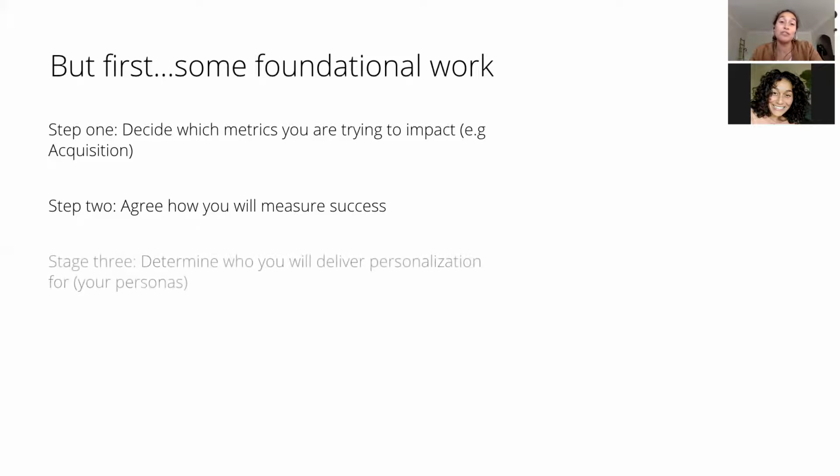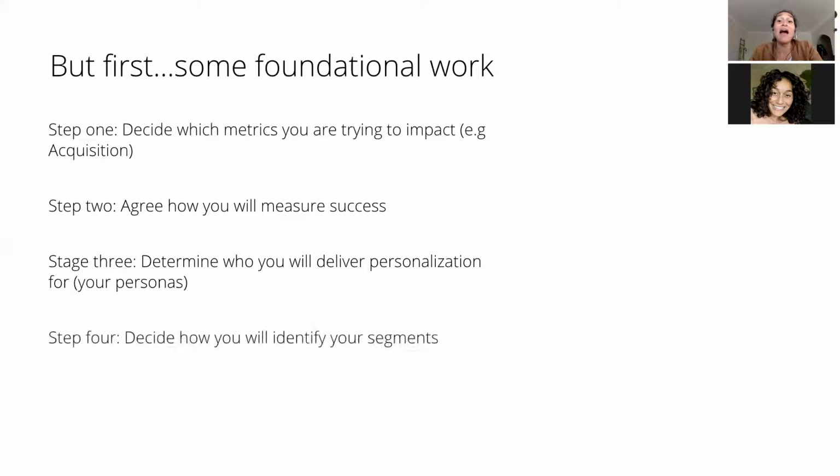The third step is to determine who your personas are. Who are you personalizing the search results for? Are they international students, in-state students, out-of-state students? Are they postgraduates or researchers? Once you know the metric that you're trying to impact, this is usually an easy decision to make.